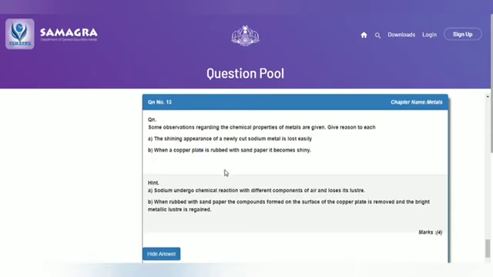Some observations regarding the chemical properties of metals are given. Give reason for each. The shining appearance of a newly cut sodium metal is lost easily. That is, sodium undergoes a chemical reaction with different components of air and it loses its luster. When a copper plate is rubbed with sandpaper, it becomes shiny. When rubbed with sandpaper, the compounds formed on the surface of the copper plate are removed and the bright metallic luster is regained.